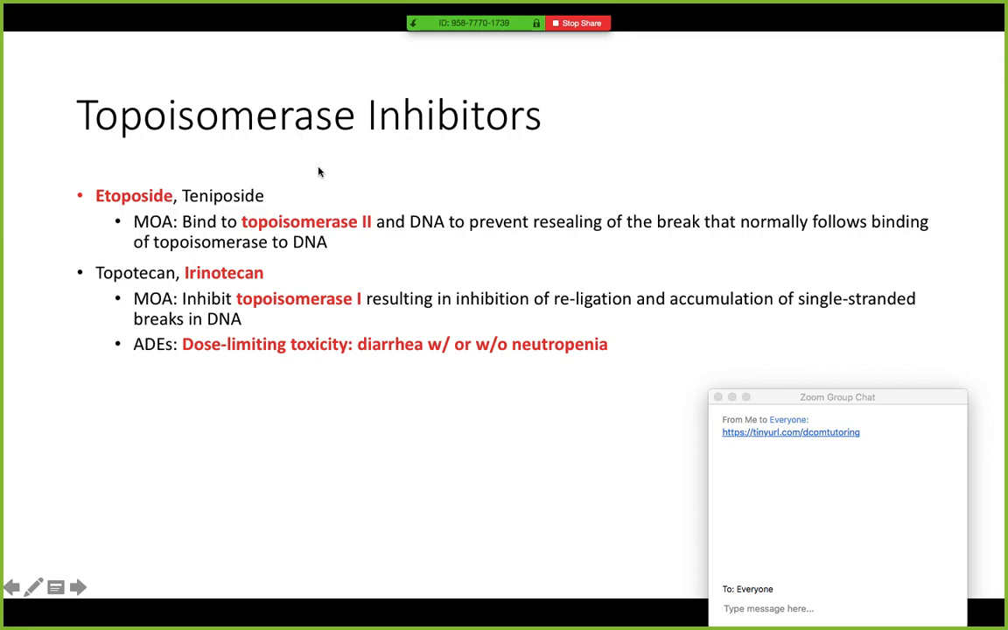Okay. So your topoisomerase inhibitors, etoposide is going to inhibit topoisomerase 2. That's good enough to know for that one. And then your topotecan and irinotecan, they are topoisomerase 1 inhibitors. So you're going to see a dose-limiting toxicity of diarrhea with or without neutropenia.